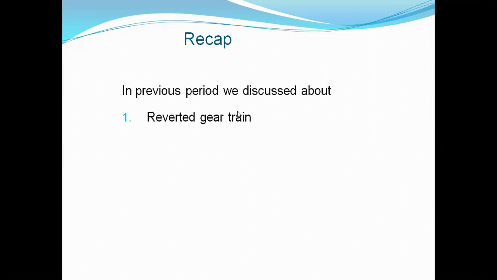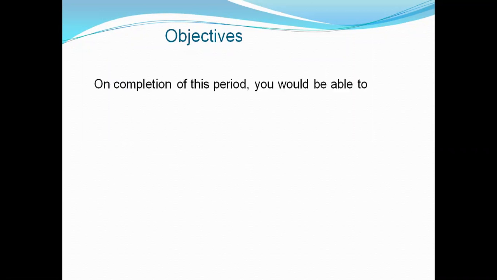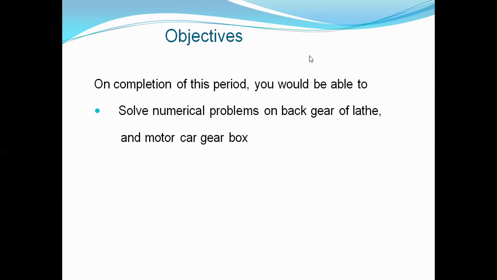So in the last class, we discussed the reverted gear train, the back gear of the lathe, and the motor car gearbox. Today we are going to finish this fourth chapter, that is gear drives. On completion, we have to do some problems on gearbox, motor car gearbox, and back gear on lathe. After that, the last topic is to understand the epicyclic gear train. With this, we are going to close the fourth unit.